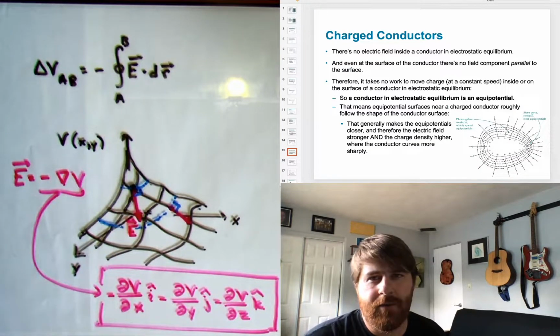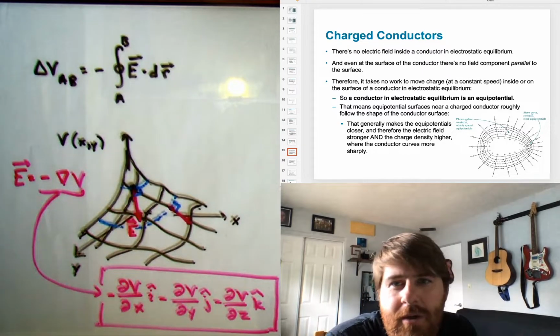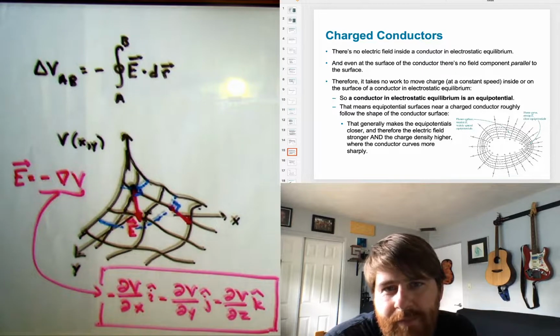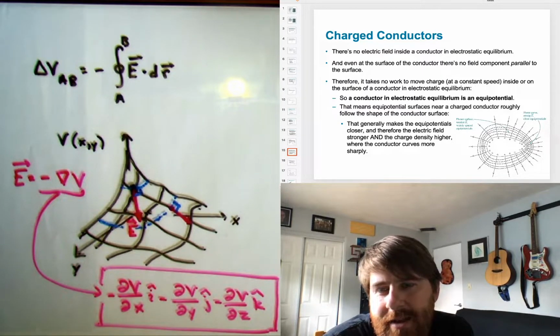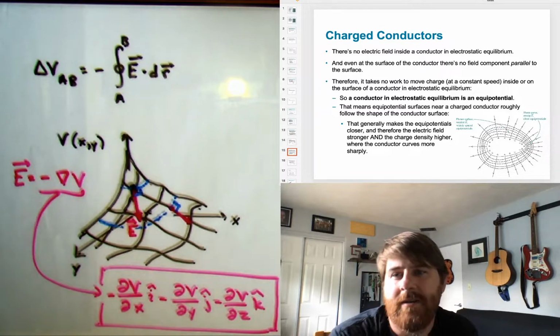Okay, what about charged conductors? There's no electric field inside a conductor in electrostatic equilibrium. And even at the surface of a conductor, there's no field component that is parallel to the surface. So for a conductor in electrostatic equilibrium, its surface is an equipotential, and the equipotential lines follow the contours of the surface near the conductor.